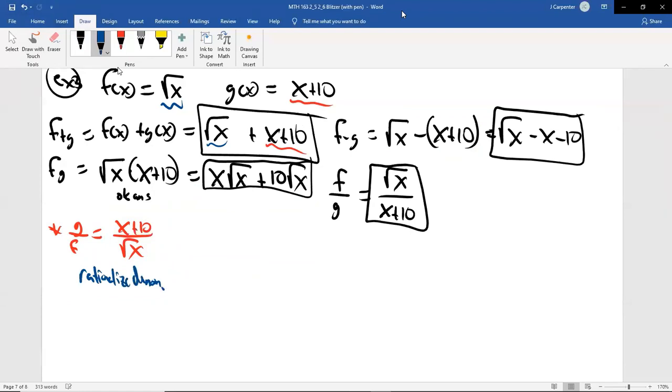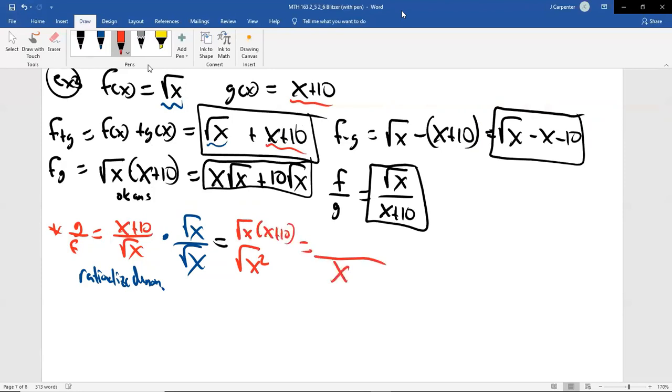We saw this with complex numbers where we multiply top and bottom by the complex conjugate of the bottom, but this is just a single term, which means you just multiply top and bottom by what that radical is. And what that would end up giving you is, in the bottom, square root of x squared. In the top, you actually get exactly what you have for either of these for the f times g. So I'm just going to write the square root in front. In the bottom, the square root of x squared is x. No more square roots, so we're good.